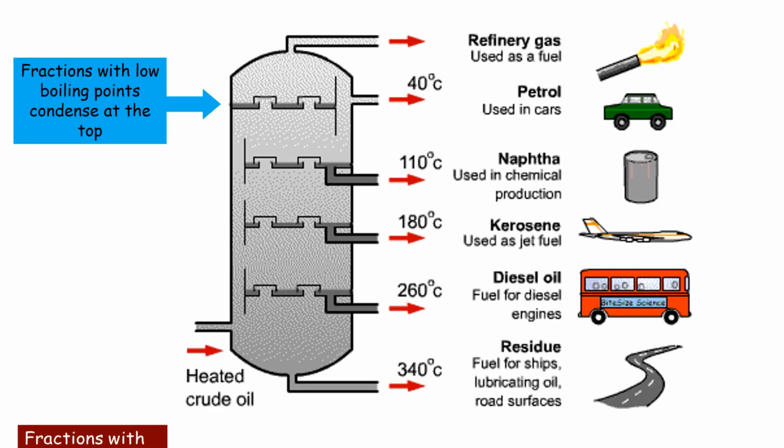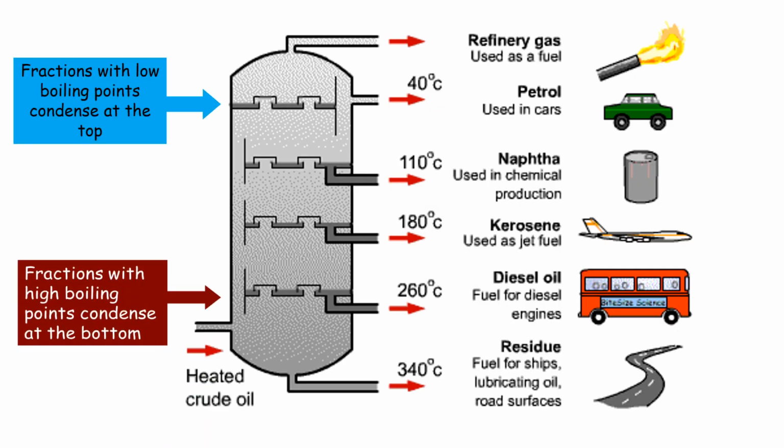Here you can see a diagram of a fractionating column. Over at the right hand side of the screen, you can see some of the names of these fractions. And the fractions at the top of the column, which contain our shorter chain hydrocarbons, are good fuels. The fractions at the bottom of the column are not good for use as fuels. However, they can be cracked into smaller, more useful hydrocarbons, and we will be discussing that shortly.